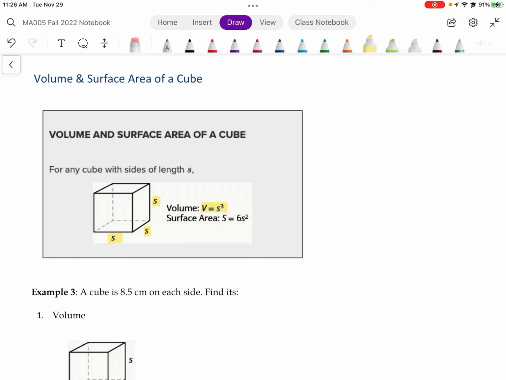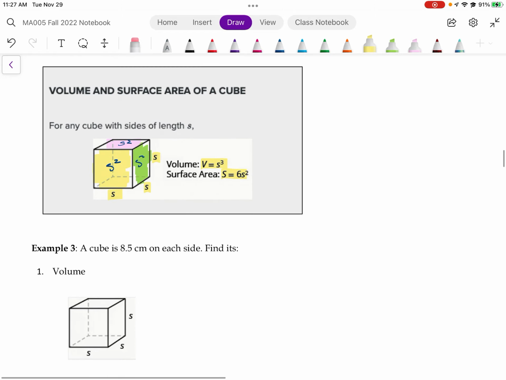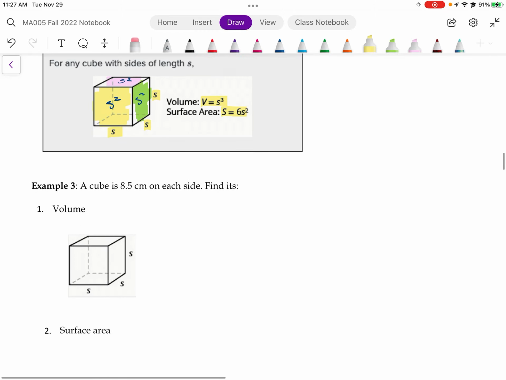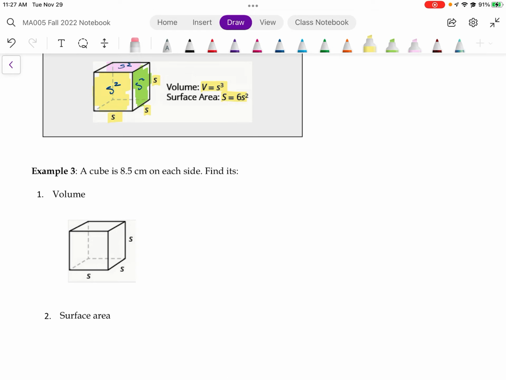The surface area, this front, just imagine the front, is S by S, so it's S squared. Well, so is this one, and so is this one. They're all S by S, which is S squared. So every single one is S squared. This one's S squared, this one's S squared. There's 6 of them, so we get 6S squared. It's the same as a rectangular solid, it's just a little easier actually. So try to use those formulas and find the volume and the surface area of this cube.